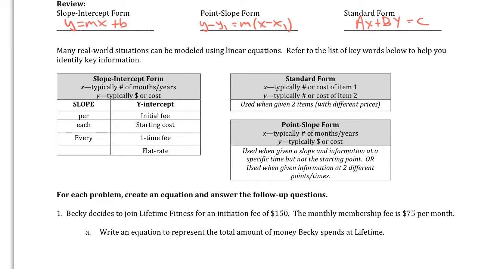For point-slope form, this is probably kind of rare for these, but it's usually when we're given two different data points, but they're not the starting amount, and it doesn't really give you a slope necessarily. It might give you a slope, or it might give you a second data point. Okay, so we'll do an example like that as well. So we're just going to work through a few of these problems, try to do them quickly.